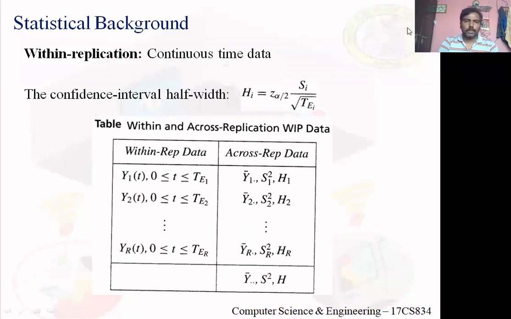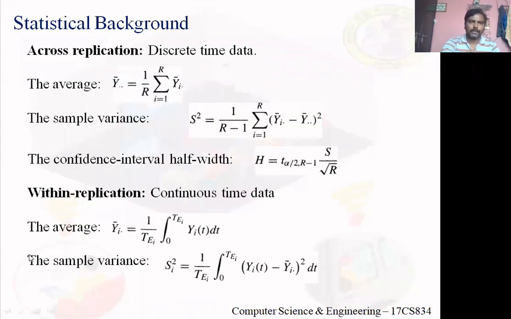Yeah, now coming to within replication. In the previous slide, I was telling that across replication is discrete time data. Why does across replication discrete mean? Today I perform one run for a banking system from 9:30 a.m. to 4:30 p.m. The second run I'll perform tomorrow. Means there's a time gap. It's not continuous, so we call it discrete. Across replications, across runs, it's discrete.